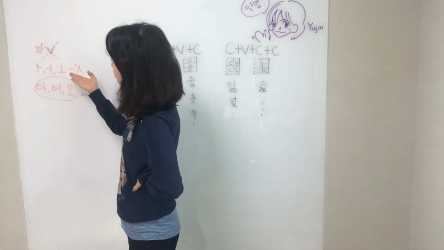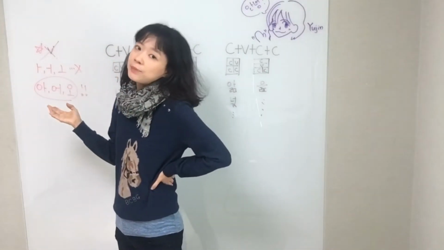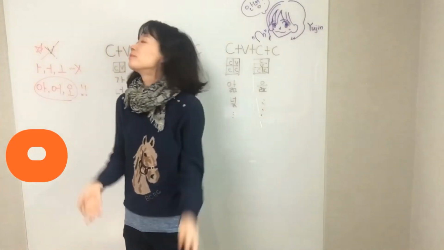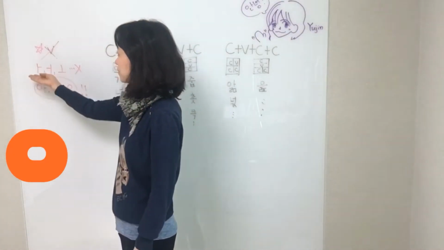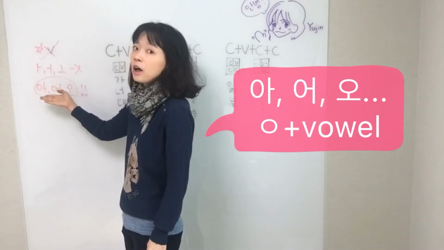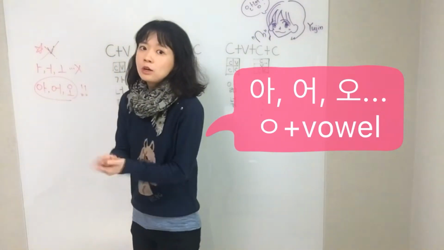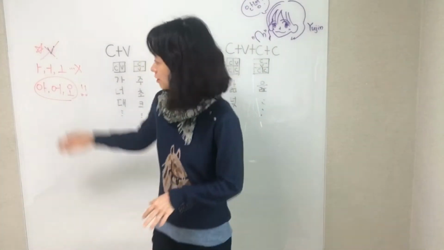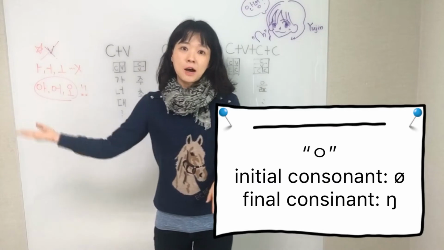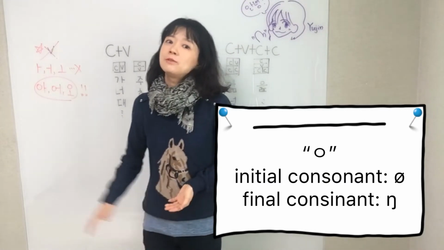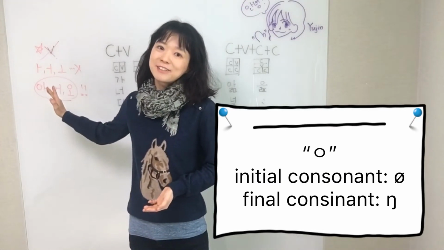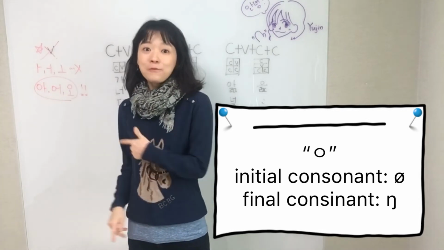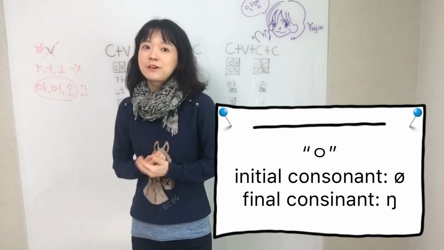When we want to write a vowel sound, we have to put iung, remember this circle, in front of the vowel like this. A, o. I think I told you when I taught you consonants that this iung usually has no sound, but when it is used in final position, it has a certain sound. Well, we'll see it a little bit later.